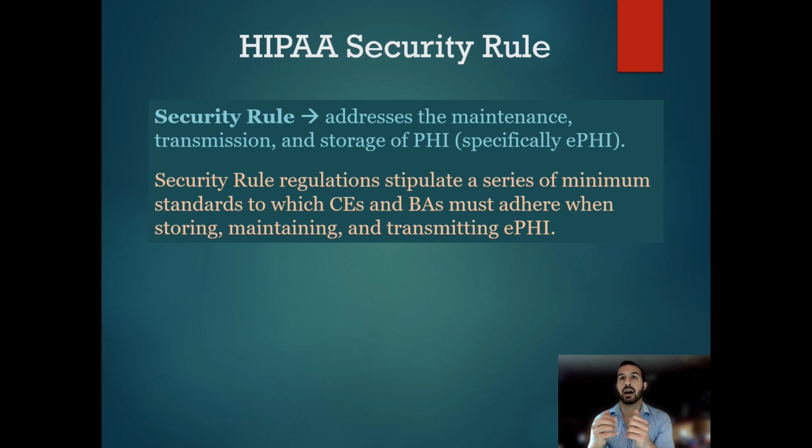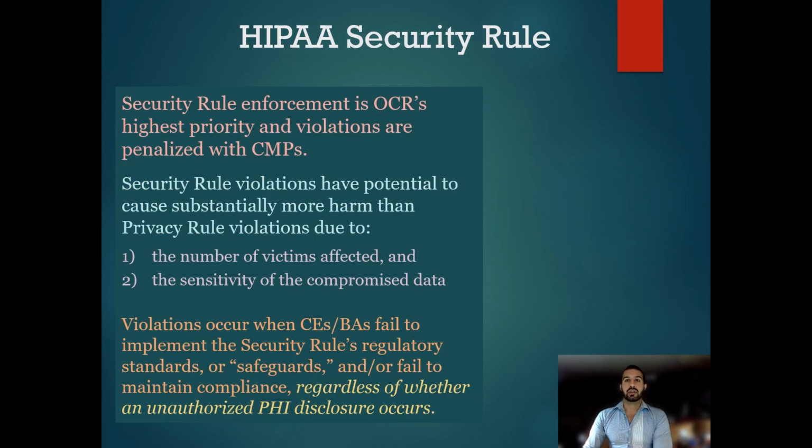The security rule's regulations set forth a series of minimum standards which CEs and BAs must adhere to when storing, maintaining, and transmitting PHI. For example, a minimum standard would be that a hospital has to have all of its employees change their passwords into their network every 3 months. Certain administrative-seeming tasks like that pertain to the electronic protection of PHI. So naturally, security rule enforcement is OCR's highest priority, and violations are penalized with CMPs, which are civil monetary penalties.